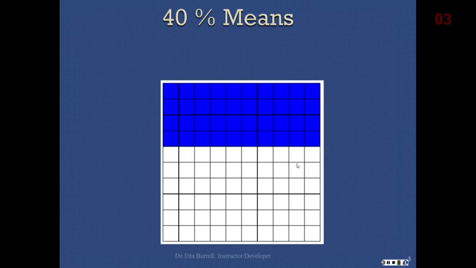Now, here's a visual representation of 40%. I have 100 white squares, and of the white squares, I've colored 40 of them. So this represents, in blue, 40 out of 100. That would be 40%.